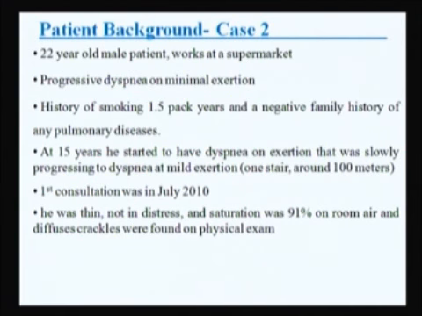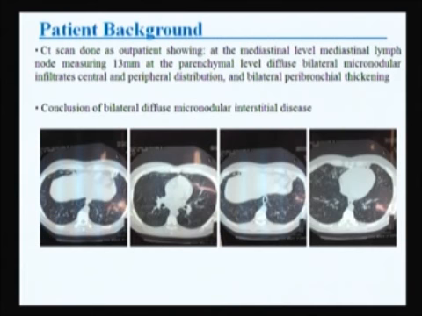At 15 years, he started to have dyspnea on exertion that was slowly progressing to dyspnea at mild exertion with one stair and around 100 meters. The first consultation was in July of 2010. He was thin, not in distress, and saturation was quite low at 91% on room air, and he had diffuse crackles on physical examination, and this was his scan.